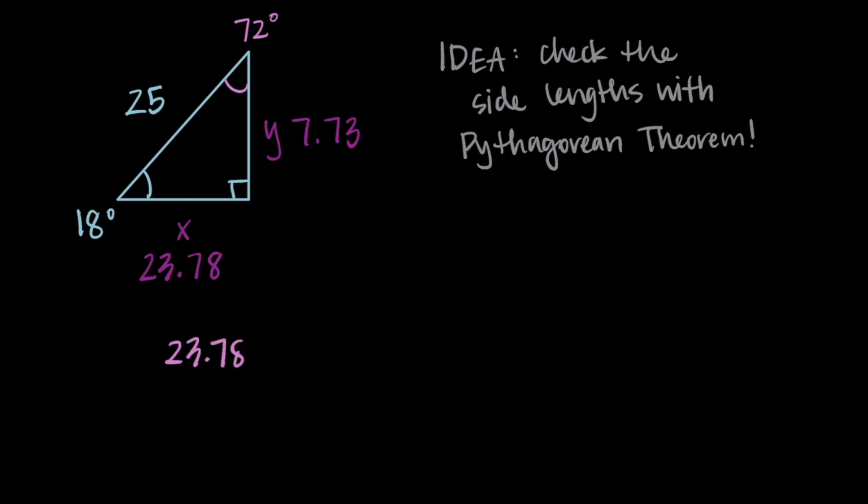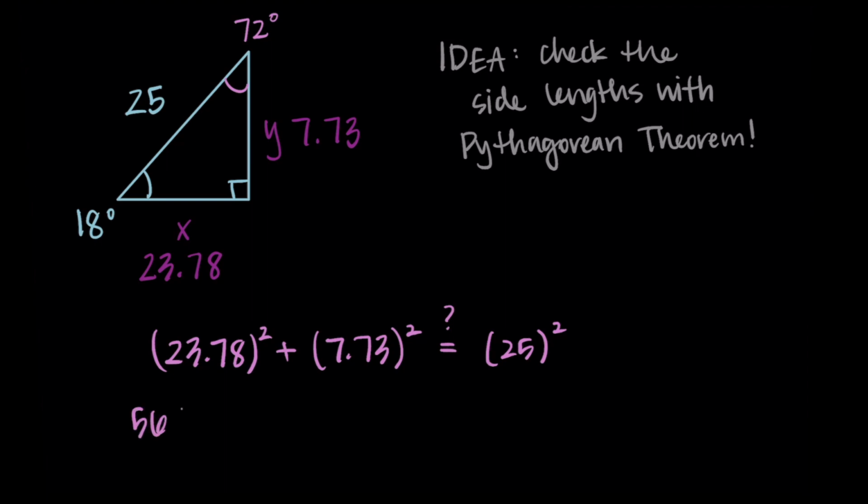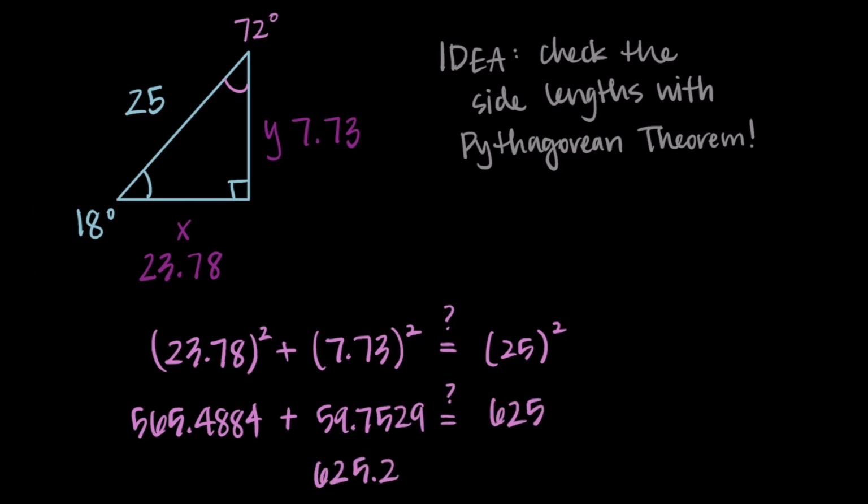I'm going to do 23.78 squared plus 7.73 squared and check, is this equal to 25 squared? So I'll write those decimals out here. I just squared each part. And when I add everything together, I get 625.2413, which is about equal to 625.